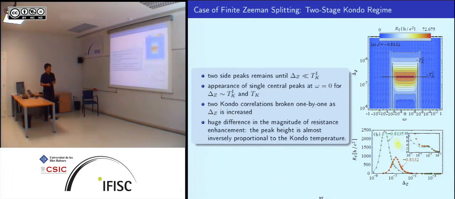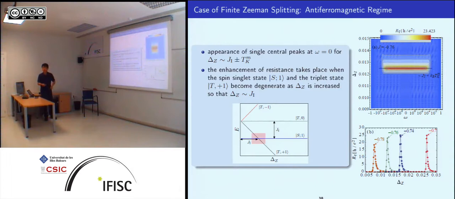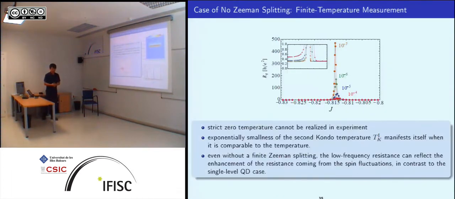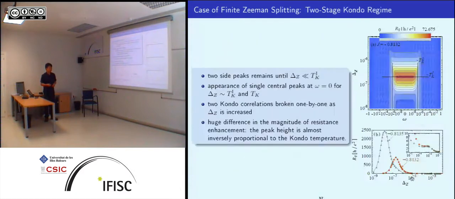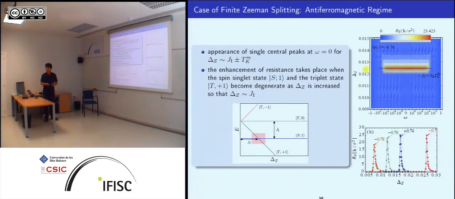In the two-stage case, this enhancement happens in two steps. The first happens when the Zeeman splitting is equal to the second Kondo temperature, and the second enhancement happens when the Zeeman splitting is equal to the first Kondo temperature. More interesting things happen in the interferometric case. In the interferometric case, we had no peak at all at high frequencies, so the story is quite different.